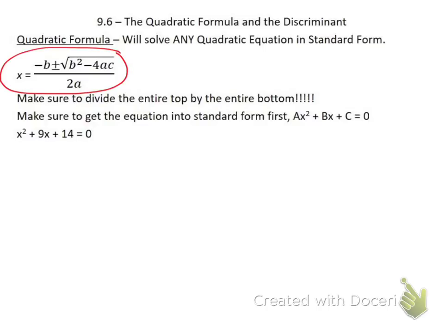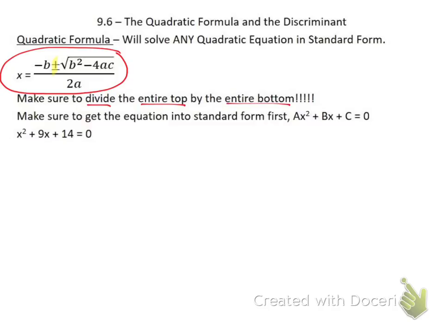The biggest thing, and I don't think you've ever seen it before, is the plus or minus. It basically means that it's two different equations. One time you're going to do negative b plus the big square root sign, and then another time you're going to do negative b minus the big square root sign. And this is usually the part that we mess up. We need to divide the entire top by the entire bottom.